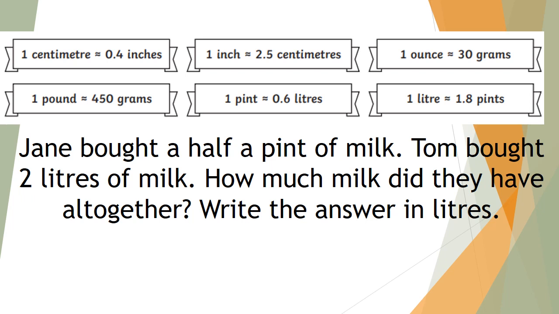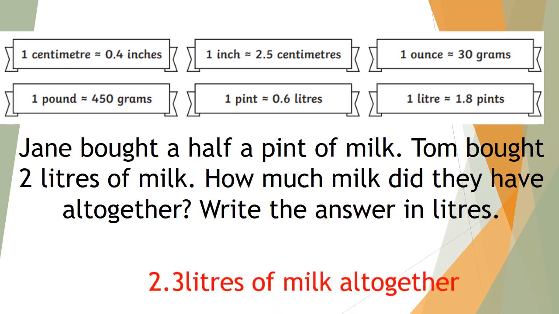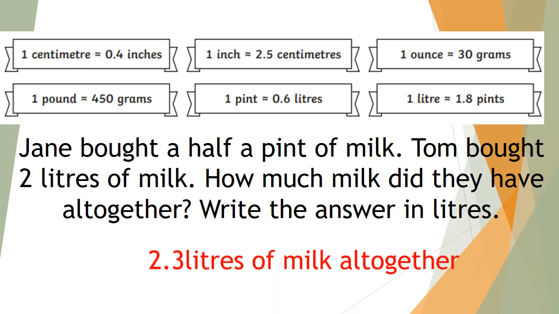Tom has 2 litres of milk. Can you add 2 litres of milk to 0.3 litres of milk? How much milk do they have? If you wrote 2.3 litres of milk altogether, well done. If you wrote 2,300 millilitres of milk, then I'm afraid you're not quite right, because the answer had to be written in litres.